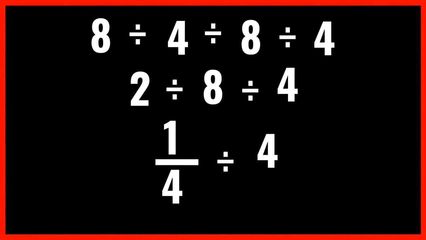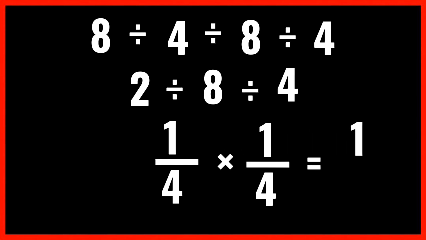To divide by 4, we keep the first fraction, change division to multiplication, and flip the second number. So 1/4 ÷ 4 becomes 1/4 × 1/4. Now multiply. 1 × 1 equals 1. 4 × 4 equals 16. So the correct answer is 1/16. And that's why the answer is not 1.